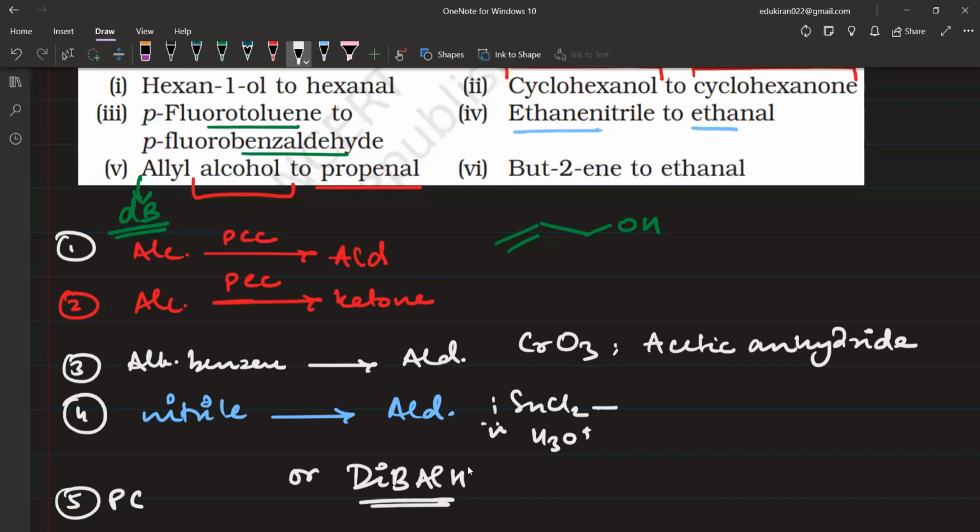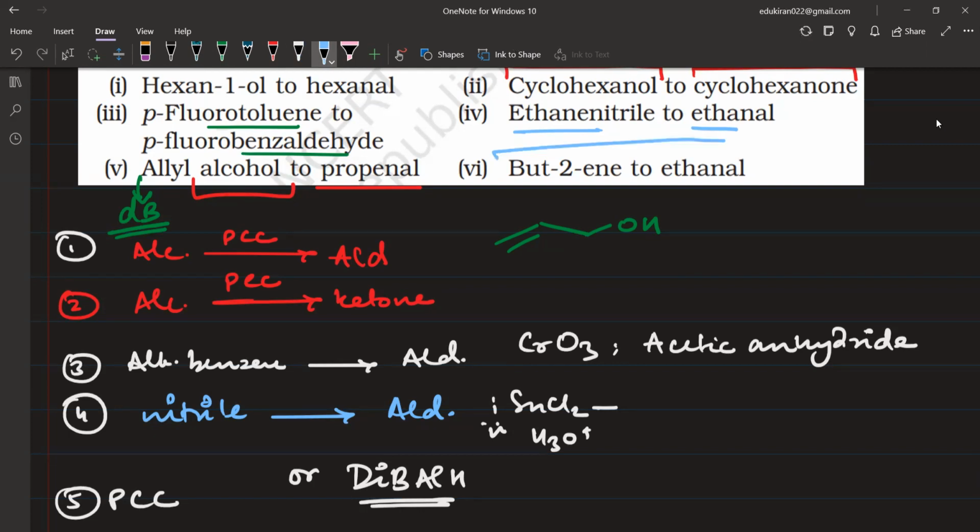Fifth one is going to be PCC. Write PCC; you don't need to write the full name here. So can we always go with PCC in the conversion? Yes, you can always go with PCC. It's your safest bet.